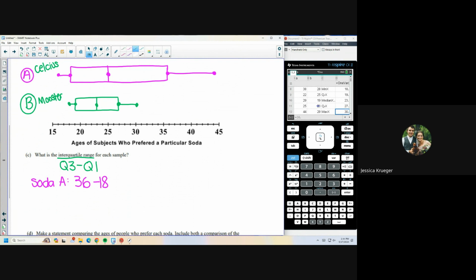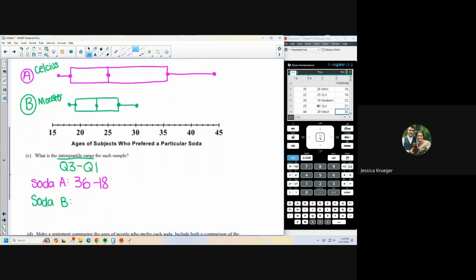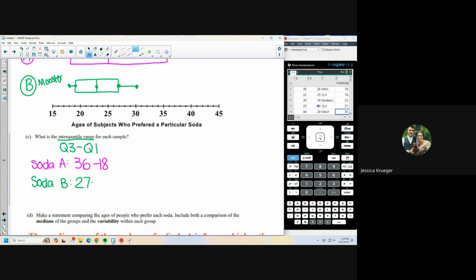And then for soda B, your interquartile range would be, again, Q3 minus Q1, so 27 minus 19. This one I feel a little more confident doing in my head right now, 27 minus 19. So 27 minus 20 would be 7, 8. So this one has an interquartile range of 8. 36 minus 20 would be 16, 17, 18. So there's our two interquartile ranges.